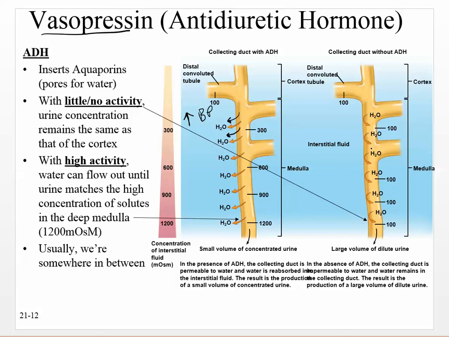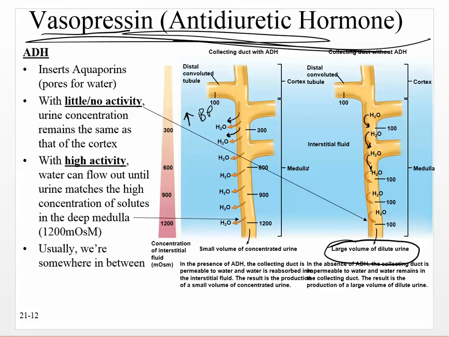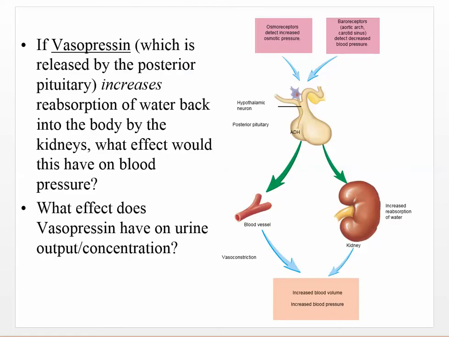Now, something like alcohol blocks vasopressin and will leave that water in the tubule, which means that you're going to make a whole lot of very dilute urine. Okay, so that's why you pee more when you have alcohol, because it's blocking this mechanism right here, the vasopressin. Okay, and it works as a diuretic. Okay, so diuretic is just something that causes you to increase your urine volume.